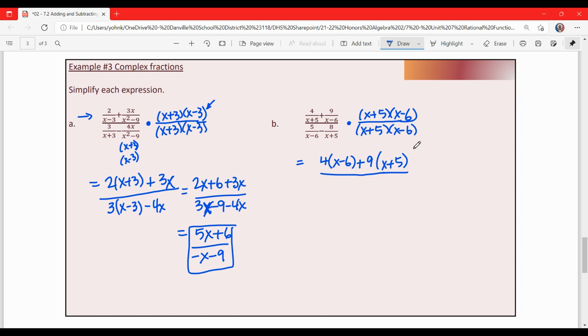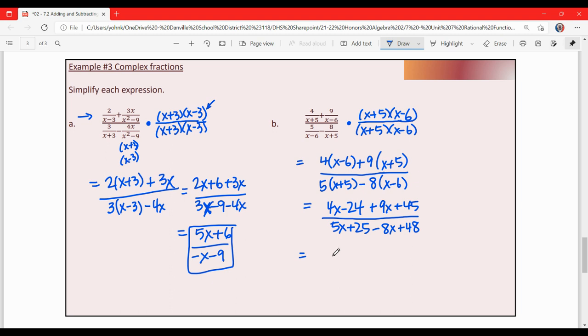On the bottom, I have a 5. And the x minus 6's will go away, and I'm left with x plus 5. A minus and an 8. And then the x plus 5's will go away, and I have an x minus 6. All right, let's distribute. 4x minus 24 plus 9x plus 45. And then on the bottom, I have 5x plus 25 minus 8x plus 48.